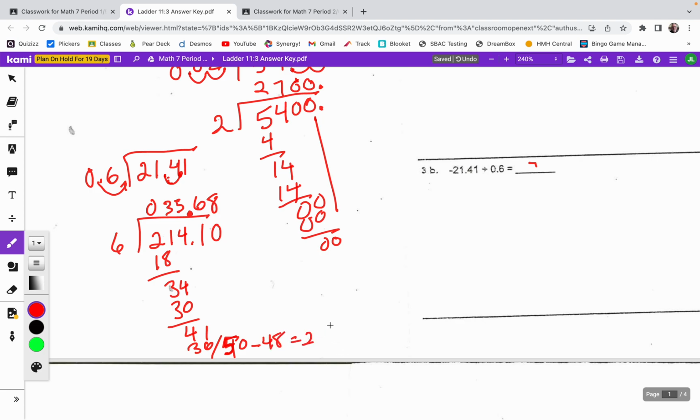2 left over. And then once we hit 20, watch what happens. 3 times 6 is 18, is 2, with a 0, and the 3's just keep going. We just keep ending up with 2 left over, so those 3's repeat. So this is negative 35.683 repeating.